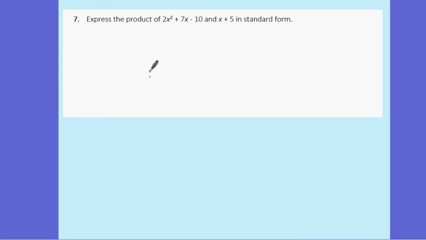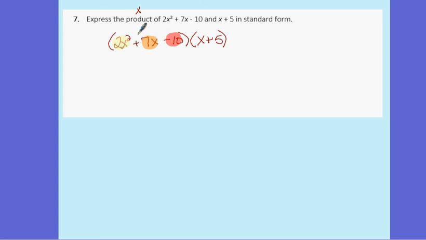Number 7, product. I see the word product again, meaning multiply. I have to multiply 2x squared plus 7x minus 10 with x plus 5. Now here I see I have 3 pieces: 1, 2, and 3. I have some choices.